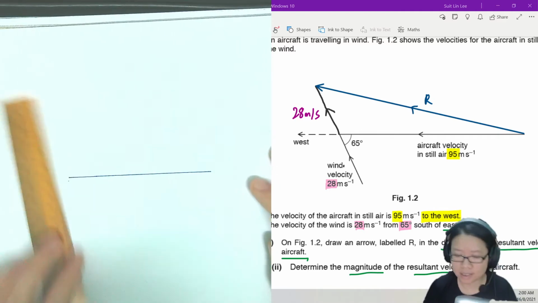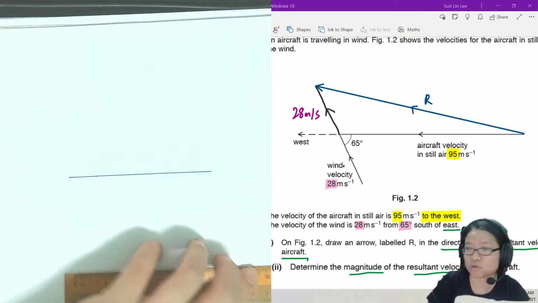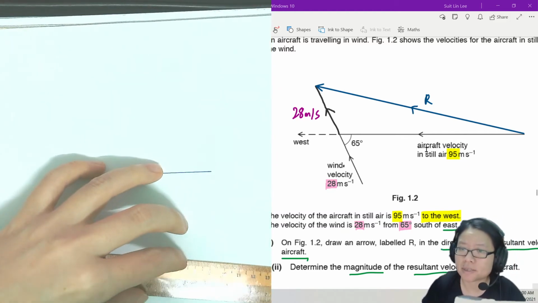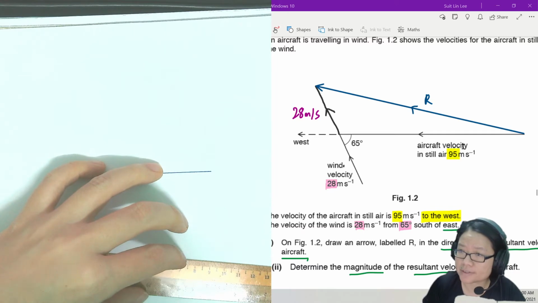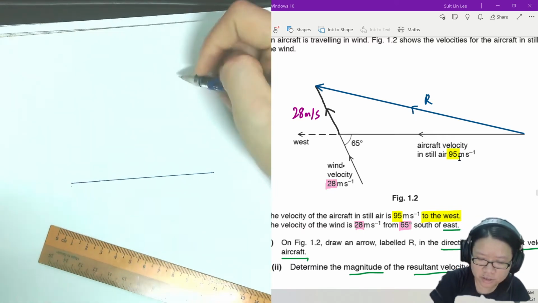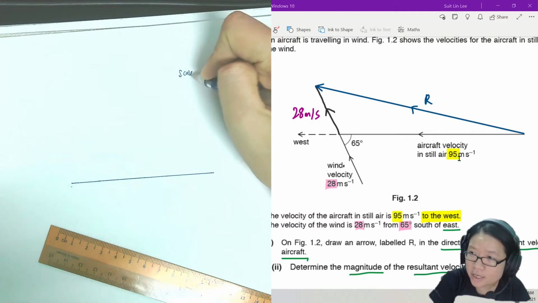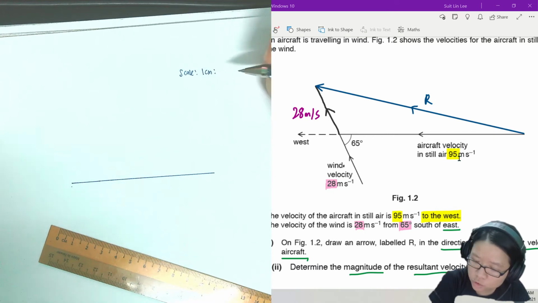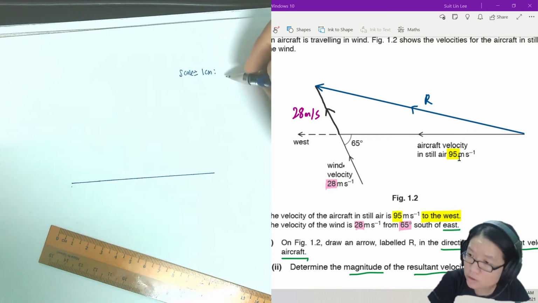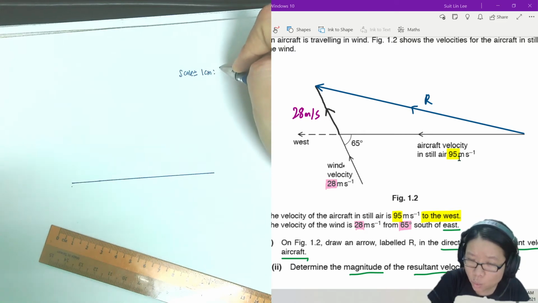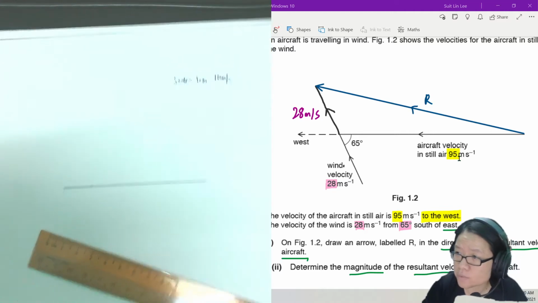But right now, let's say I don't have that. So I'm just going to use the good old 1 cm, because you can see the biggest number here is 95. This one here, 95. Okay. So I'm going to use the scale, and I will denote the scale large here. The scale here that I will use is 1 cm is equivalent to 10 meter per second.